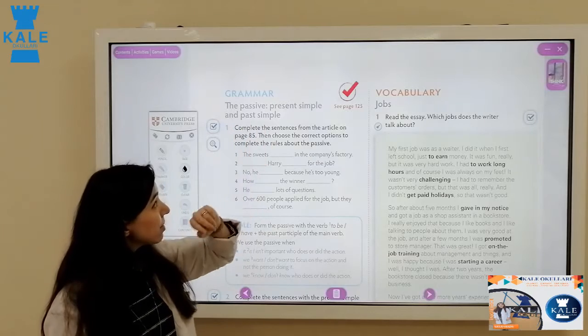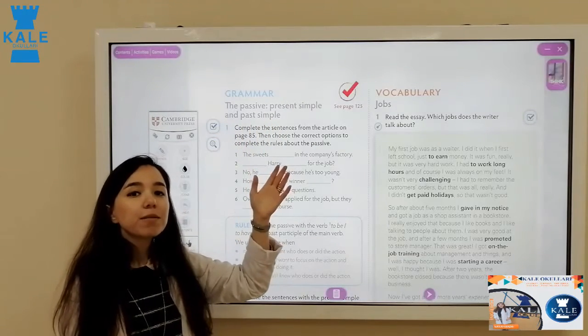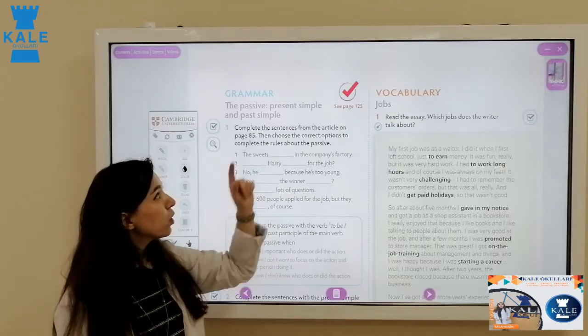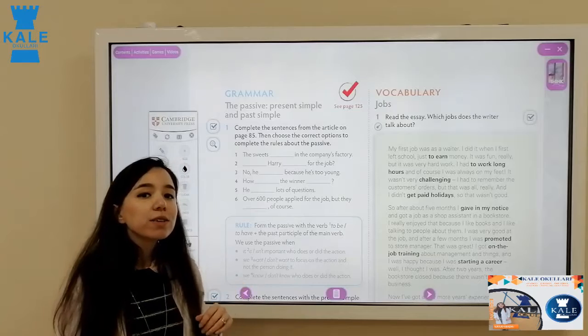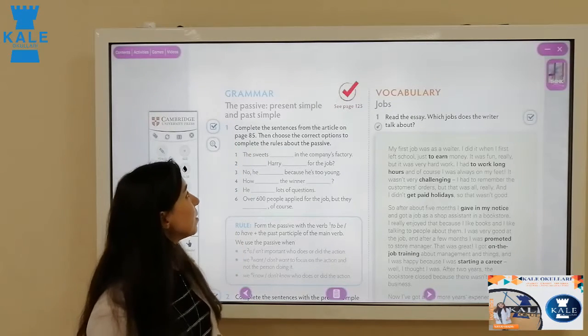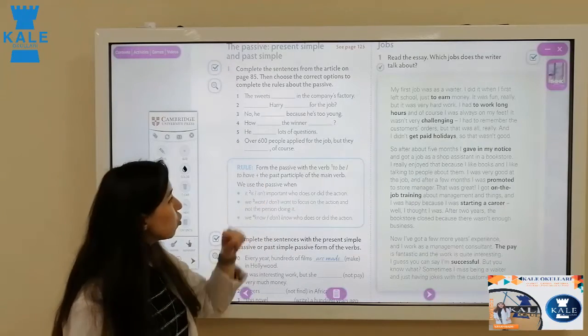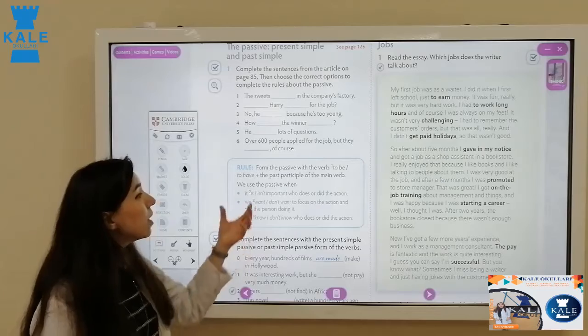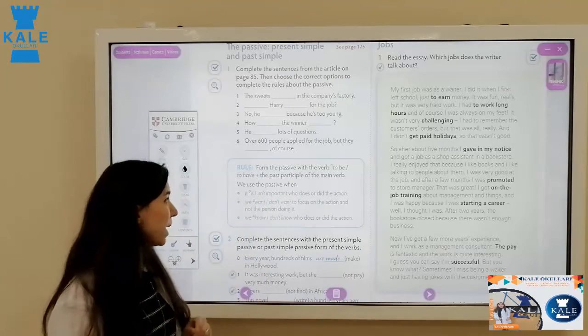For passive, we have present simple, past simple, past perfect, and present perfect. In this unit, we are going to talk about present simple, past simple, present continuous, and present perfect also. But here, let's start with present simple and past simple. First, I want to pay attention to this rule part. Look here, we want to understand how we can change an active sentence to passive.